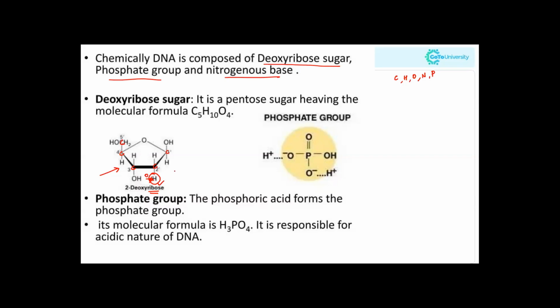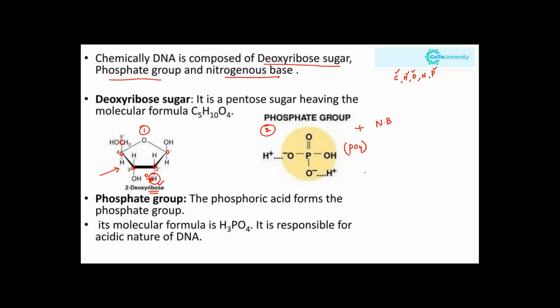So this is the deoxyribose sugar. Then they have a phosphate group, that is PO4. So we can see that they have carbon, hydrogen, oxygen as well as phosphorus. And also they have a nitrogenous base. Nitrogenous bases include the pyrimidines and purines. We'll come to that content later. Anyway, these are the components of DNA: deoxyribose sugar, the phosphate group plus the nitrogenous base.